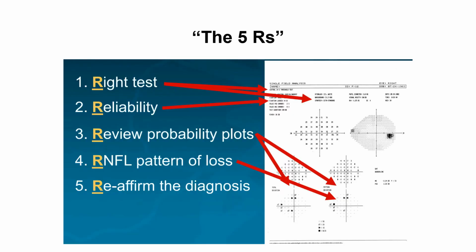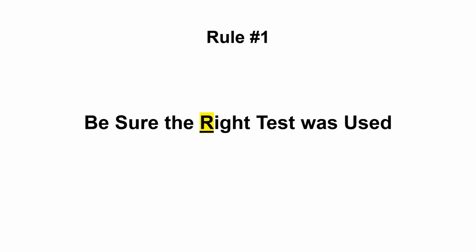So starting with these 5 rules, 5 R's: the first R is the right test, then reliability, then the review of probability plots, then the RNFL patterns of loss, and then reaffirming the diagnosis. We'll explain each rule in detail in the following slides. First rule, be sure that the right test was used.